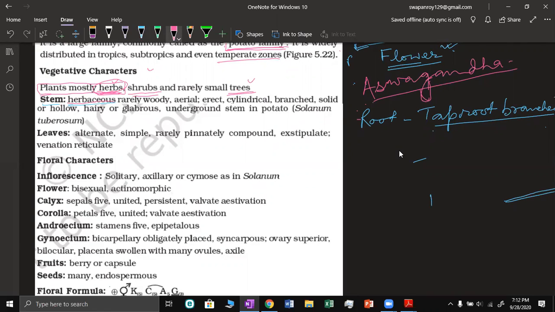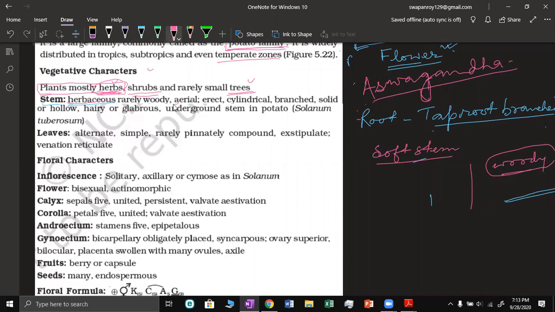Herbaceous stem means the soft stem. One is called herbaceous, and the opposite is called woody. Woody means a hard one. Woody is usually found in shrubs and trees. But as these plants are mostly herbs, they have a soft stem. It is rarely woody because trees are rare. So this is mostly herbaceous.